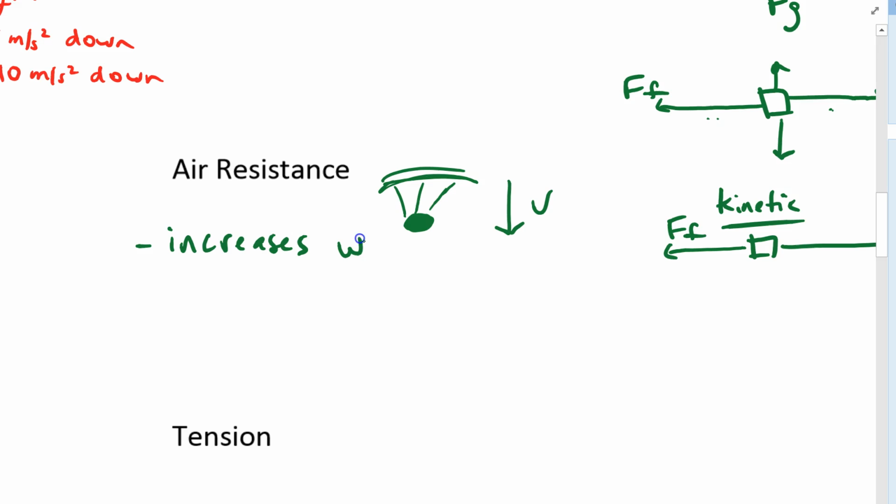It increases with size and shape. So in this case, the parachute really makes the thing look like a larger object, kind of like a badminton birdie now. The parachute increases the size of the object, so to speak, and it also increases with speed.